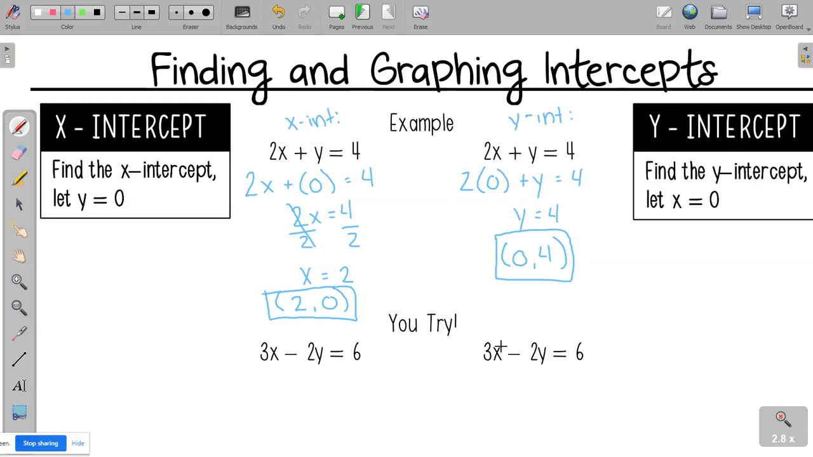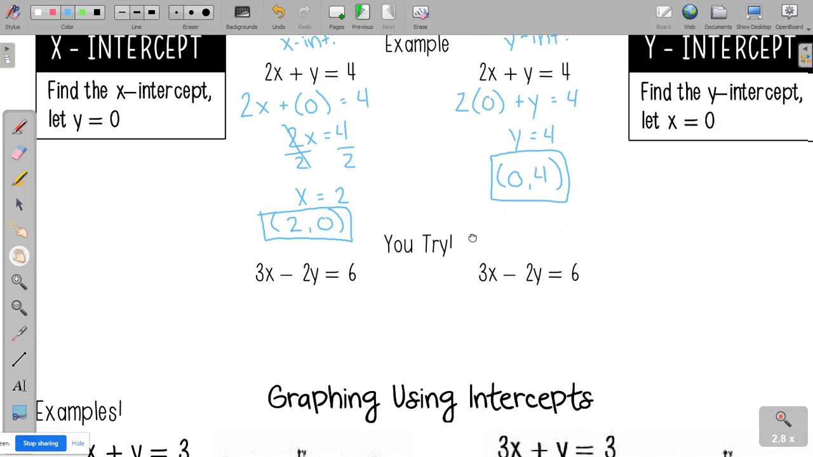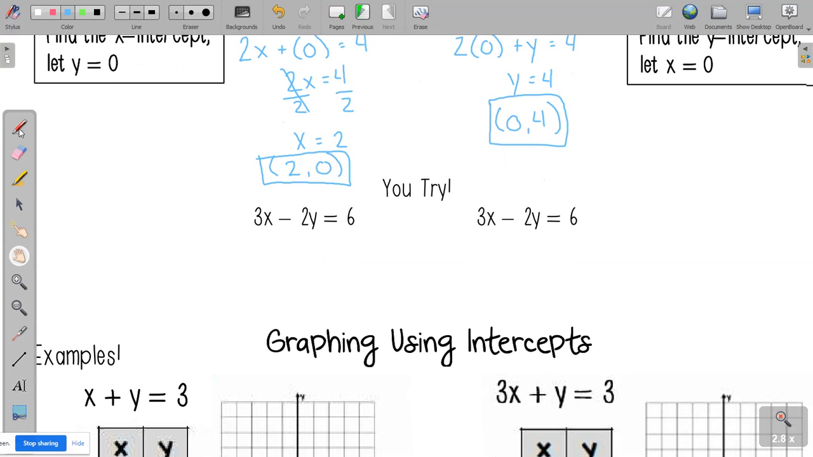Now I want you to try the next one. So find the x-intercept, find the y-intercept, and then come back and check your work. Okay, let's check it.